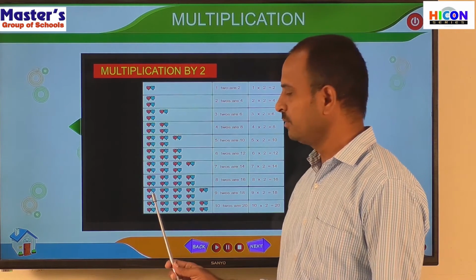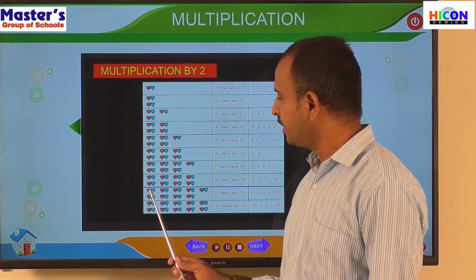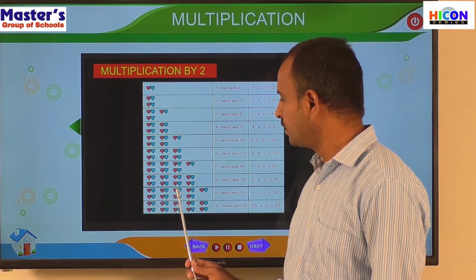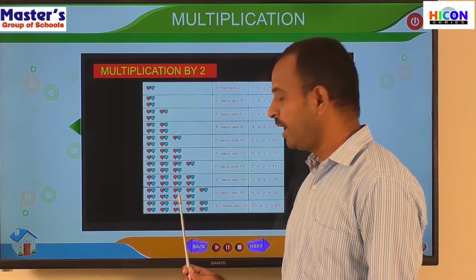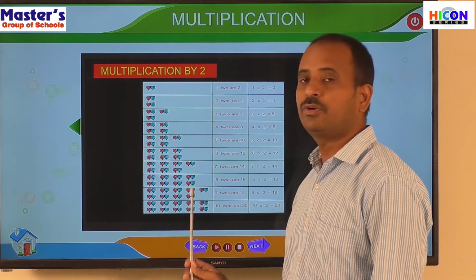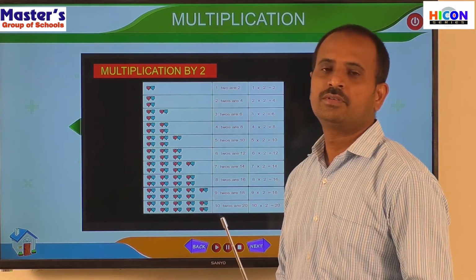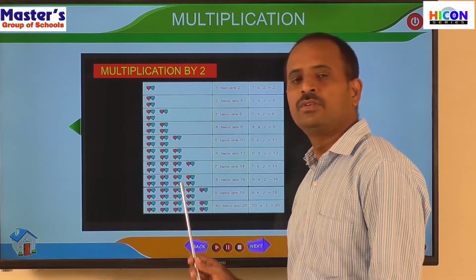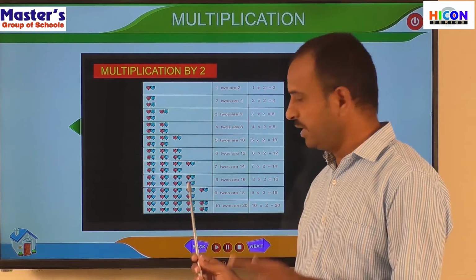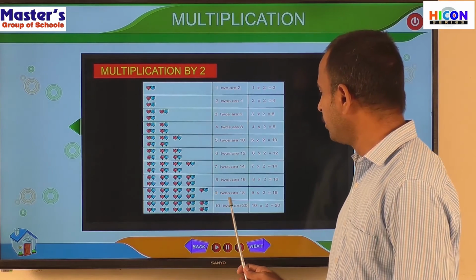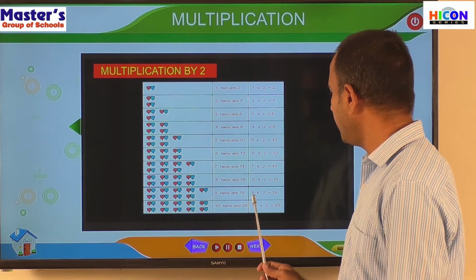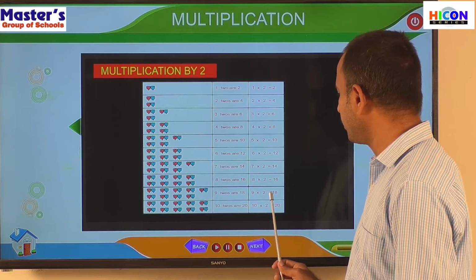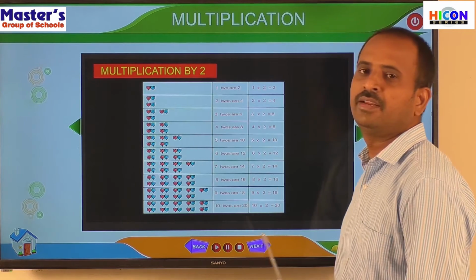So see the next row. How many 2's are there here? Here there are 1, 2, 3, 4, 5, 6, 7, 8, 9. So there are a total 9 2's. So how many flowers are there total? Total there are 18 flowers. That means 9 2's are 18, and it can be written as 9 into 2 is equal to 18.